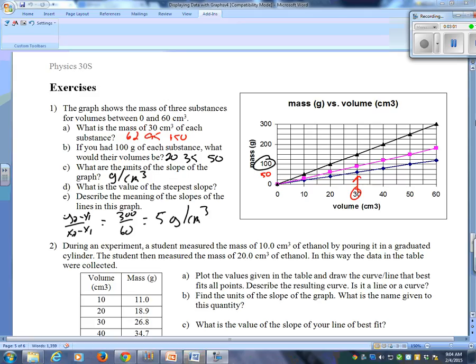Why is it grams per cubic centimeter? Because that's the unit for the slope, right? Y divided by x. 5 grams per cubic centimeter. Now, can I just do 300 over 60? In this case, yes. How come? Because you can't always do that. That's going to get you into trouble if you always do that.